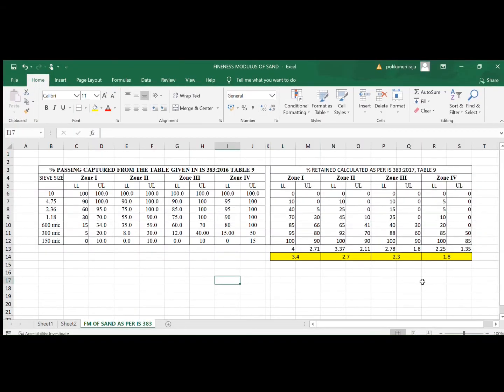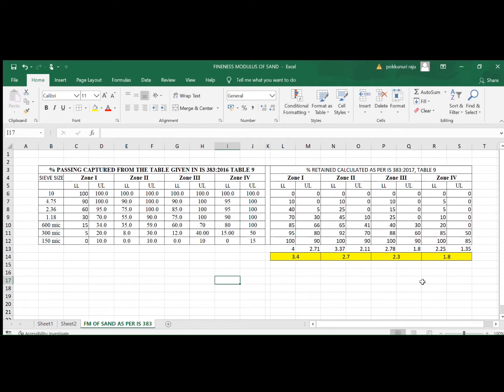The table shows the gradation limits given for fine aggregate, that is sand, in IS 383 2016. This is basically an extract of Table 9 of IS 383 corresponding to the grading limits given for sand in terms of zone 1, zone 2, zone 3 and zone 4. The left hand table shows the upper limit and the lower limit of percentage passing for each sieve size corresponding to each zone of sand.